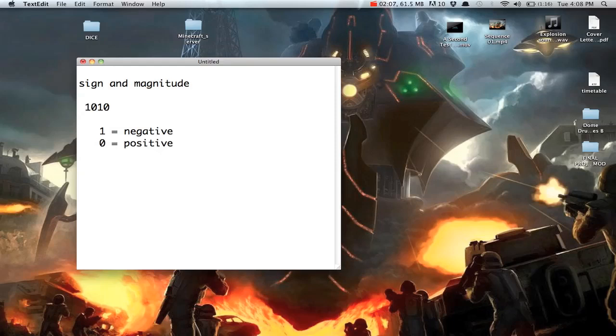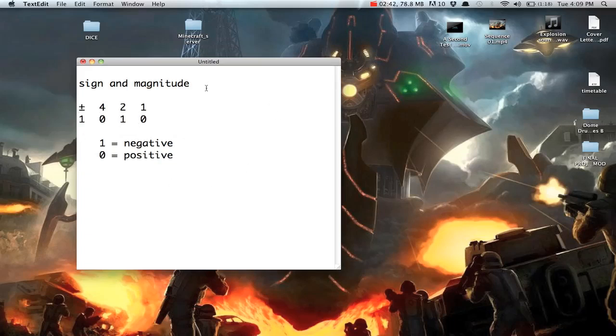So for this number, let's just split this out. Basically, it turns this into a 3-bit system. So we have a question mark, which is positive or negative. And then we have 4, and then we have 2, and then we have 1. So these are the meanings behind the binary.